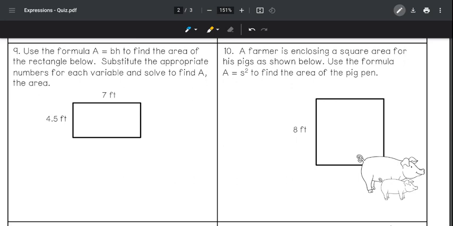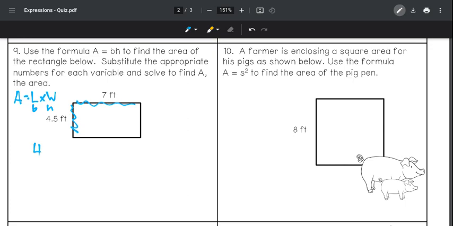All right, 9 and 10, we are finding the area. Okay, it gives us the formula, A equals B times H, which we know is the same thing as area equals length times width. All right, base and height are just replacement letters. Okay, so all we're going to do is multiply our length and our width and find the area and label it correctly. Remember, I told you, if you do not label your answers correctly, you will lose points.